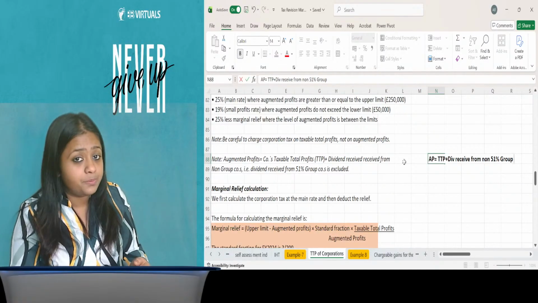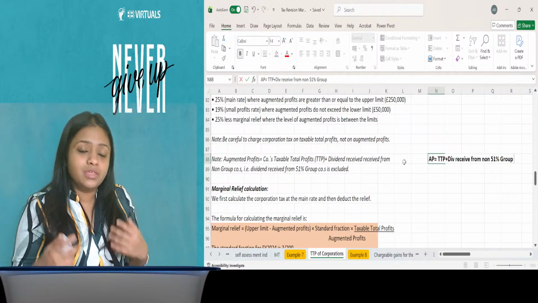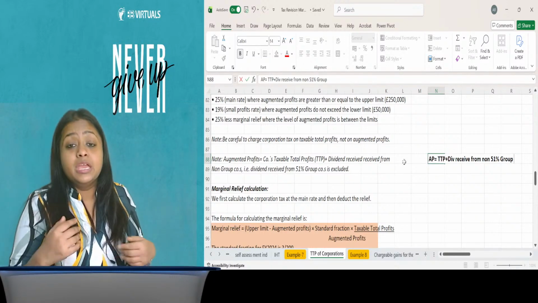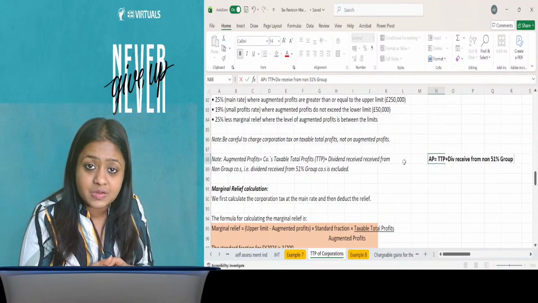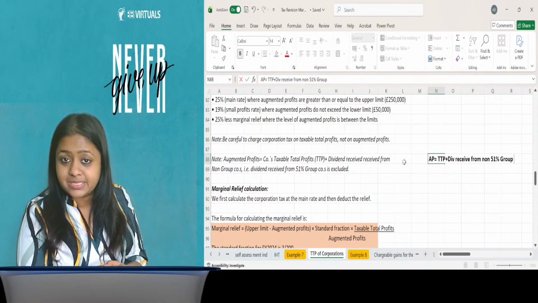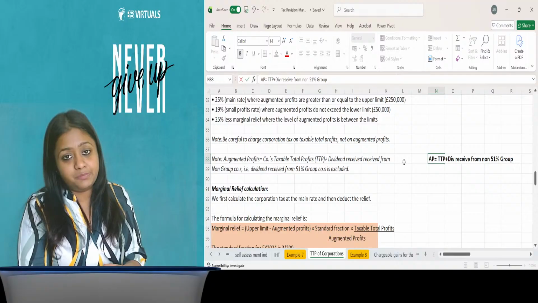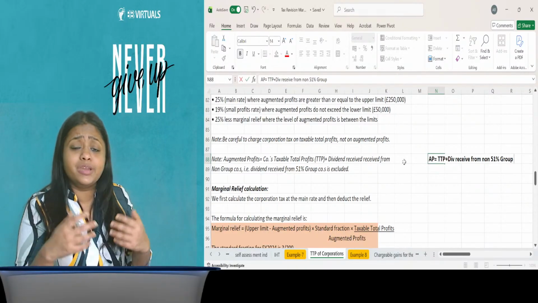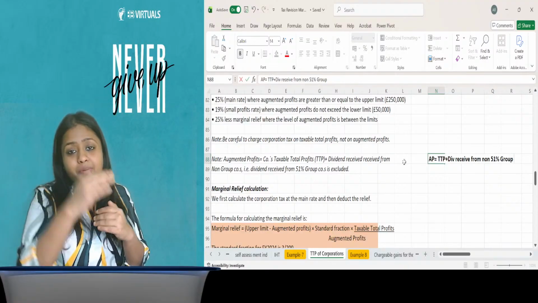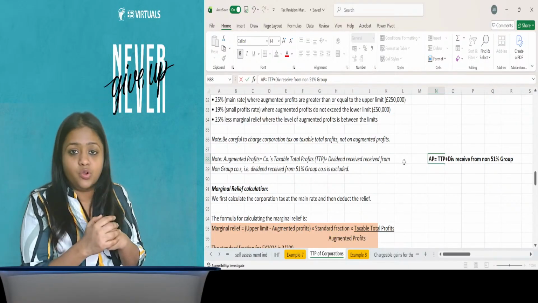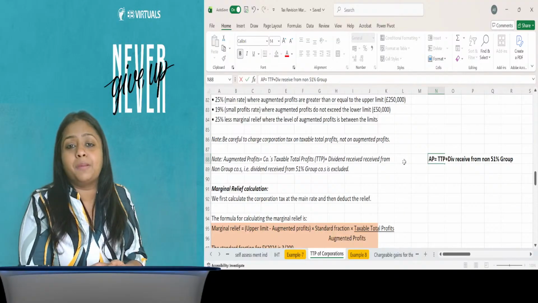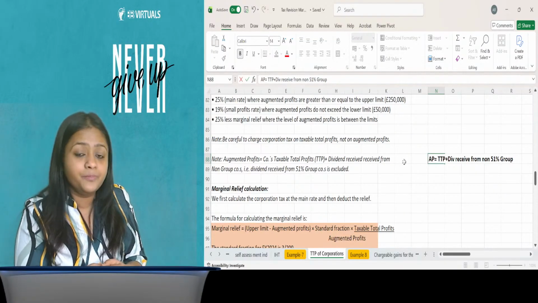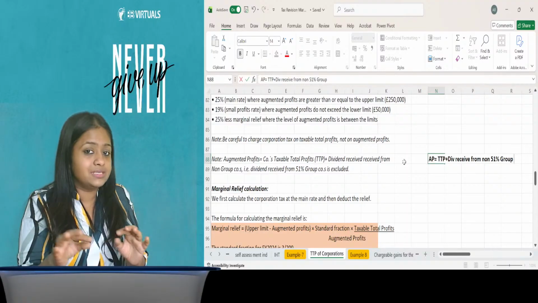Let's say your augmented profit is 300,000, then you know the tax rate is 25%, and that you will apply on TTP. If your augmented profit is 30,000, you know the tax rate is 19%, so that you will apply on TTP. Clear? If your augmented profit is, let's say, 100,000, now you know it is between the upper limit and lower limit, correct? So then we will apply the marginal relief method or marginal tax method to calculate the tax. That I will show you in an example, don't worry.